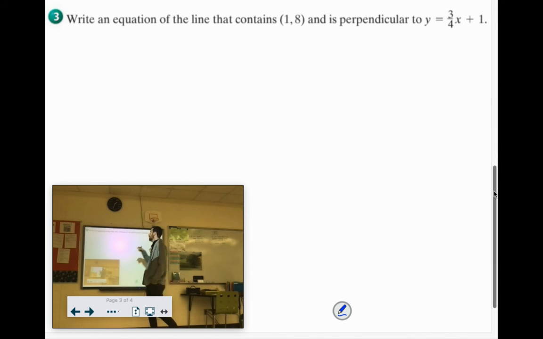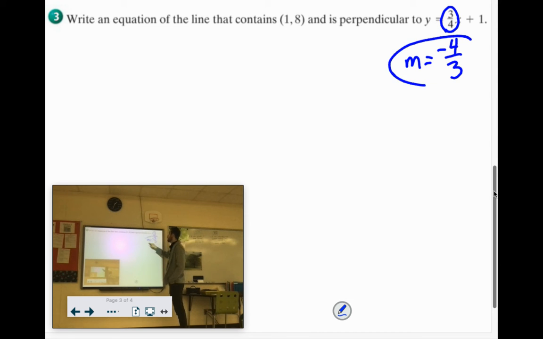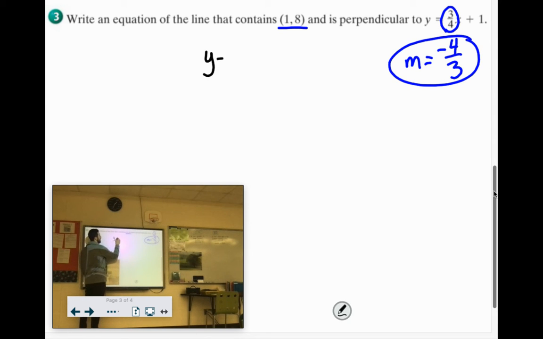So we're going to do what we did with the parallel ones, except the only difference here is you change that slope. Write the equation of the line that contains (1, 8) and is perpendicular to y equals 3/4 x plus 1. Here's our slope. Our new slope would be the opposite, so it'll be negative, and you flip it, the reciprocal, 4/3. So we're going to use this slope and this coordinate. Let's get it into point slope form first. y minus 8 equals negative 4/3 times (x minus 1).